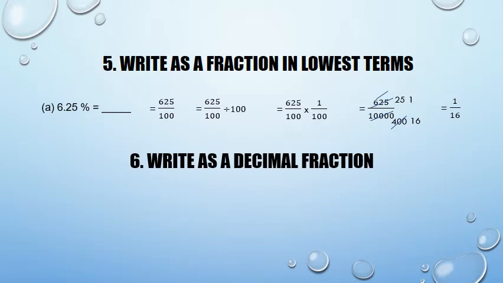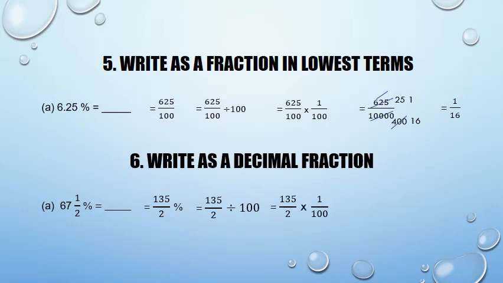Now let's come to the second question. Write as a decimal fraction. So the sixth question is write as a decimal fraction. You have to write this percent as a decimal fraction. 67 1 upon 2% is equal to how much? So 67 1 upon 2% is equal to 135 upon 2%. When we write it as an improper fraction, it will be 135 upon 2%. 135 upon 2% means 135 upon 2 out of 100, or divided by 100, which is equal to 135 upon 2 multiplied by 1 upon 100.